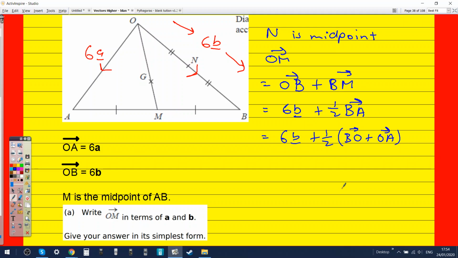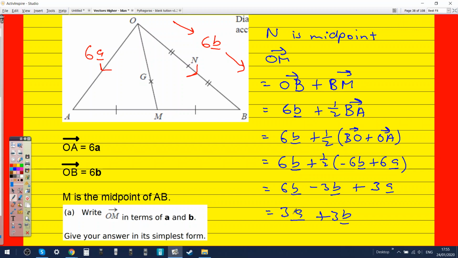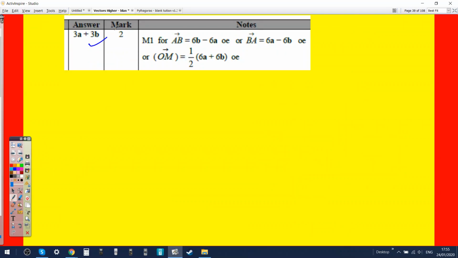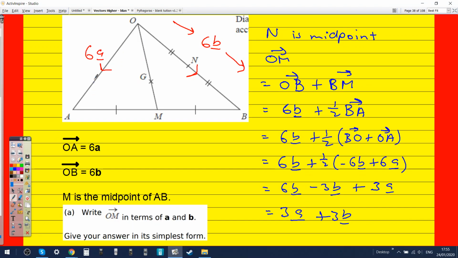B to A. Oh yes, okay. So 6B plus a half, so brackets of minus 6B plus 6A. That gives us 6B plus minus 3B. So yeah, plus 3A, which gives us 3B plus 3A. Hold on, 3A plus 3B. So 3A plus 3B. So I told you it was a bit of a weird one.